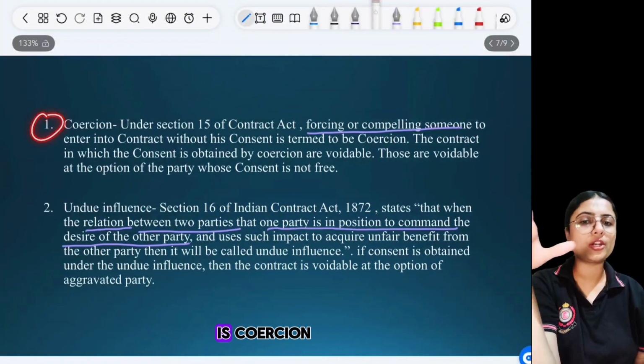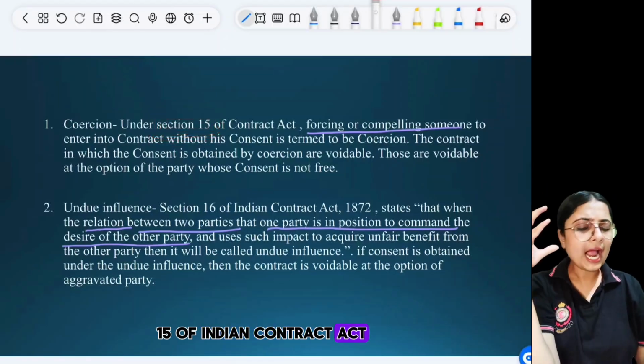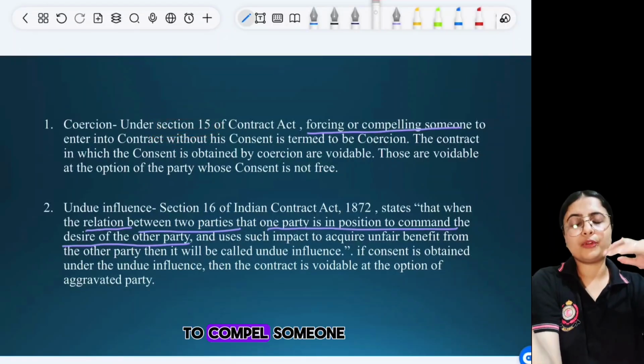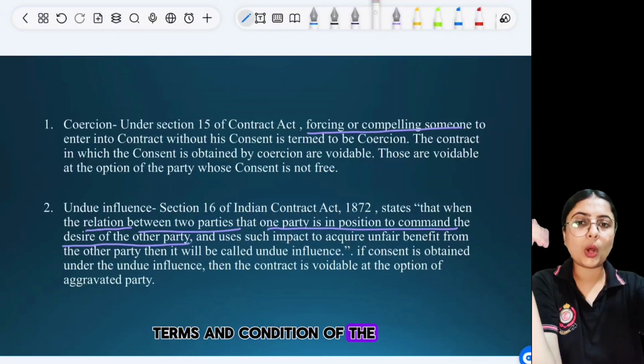Now, the first one is coercion. Coercion is defined under section 15 of Indian Contract Act and basically means to compel someone, to force someone to basically accept the terms and condition of the contract.